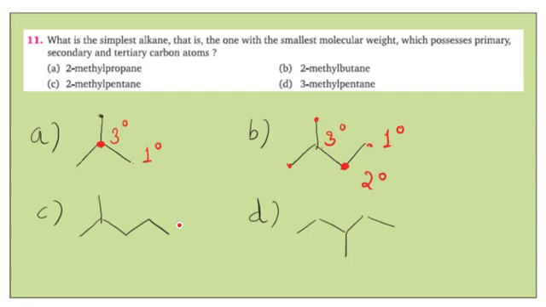Same way, look at these structures, they all have similarity, that is they have primary, they have secondary and tertiary, right? Same with this, it has primary, secondary and tertiary. But the question says that it should have the smallest molecular weight. So among B, C, D, the one with the least number of carbons will have the smallest molecular weight. Hence, the right option is option B.